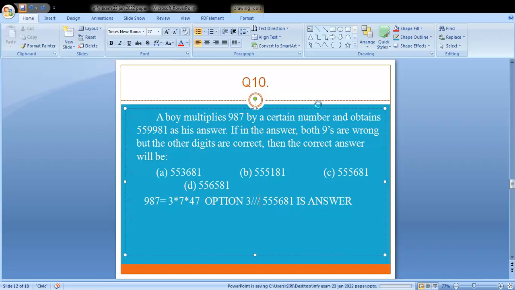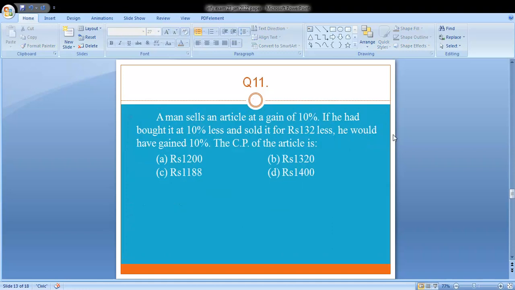Let us go for the next one. A man sells an article at a gain of 10%. If he had bought it at 10% less and sold it for 132 rupees less, he would have gained 10%. Okay. What is the cost price of the article?